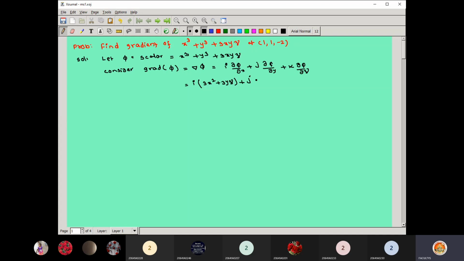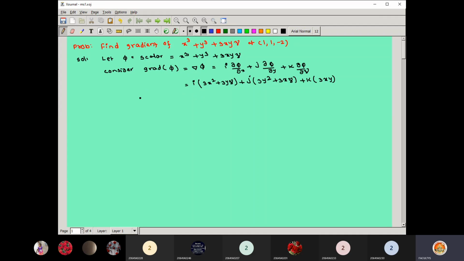Plus j, you are keeping as it is, ∂φ/∂y. ∂φ/∂y means differentiating with respect to the y variable. So when differentiating with respect to y, the first term is 0, the second term is the derivative of 3y square, plus since we differentiate with y, it becomes 3xz. Similarly, I am taking the differentiation with respect to the z variable. In x cube y cube there is no z term, so 0, and the last term is the only one with z. The remaining constant you will be having is 3xy. So this is your final simplification of the gradient of phi.